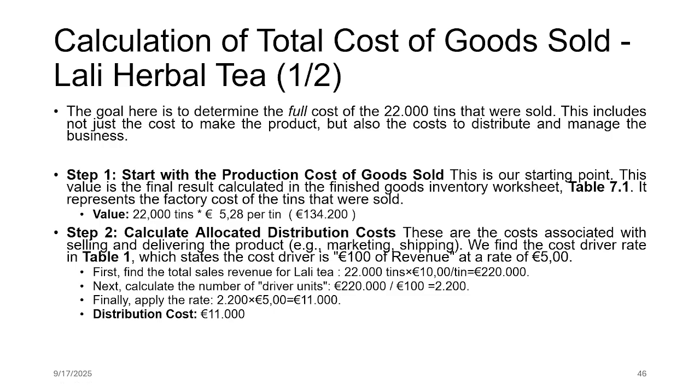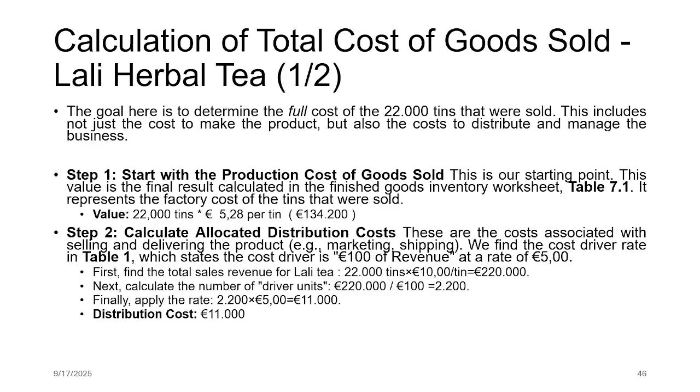So in order to calculate the total cost of goods sold, we'll follow a few steps. But first we look at the goal. The goal here is to determine the full cost of 22,000 tins of the Lally product that was sold. This includes not just the cost to make the product but also the cost to distribute and manage the business. So we will divide it into a few steps.